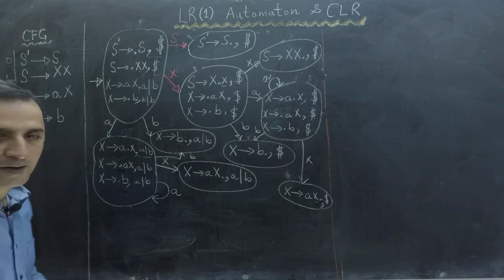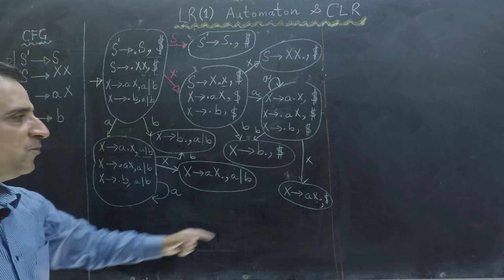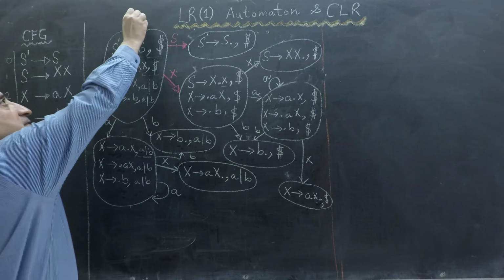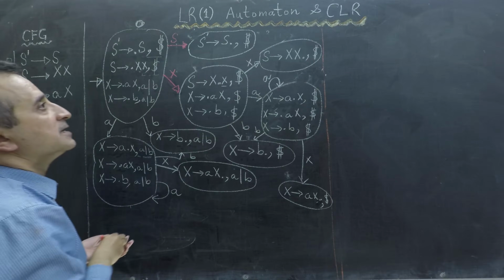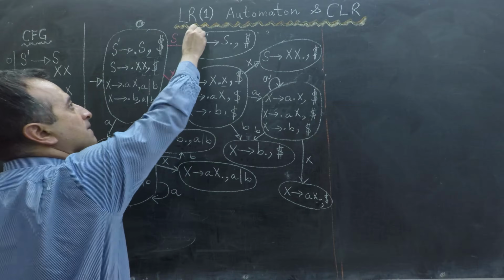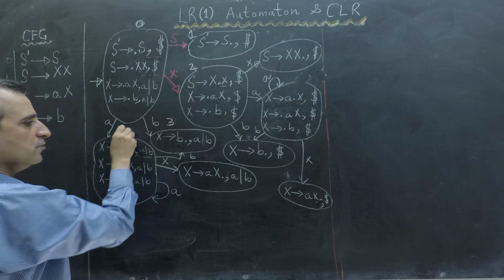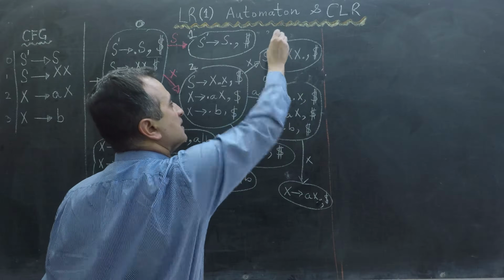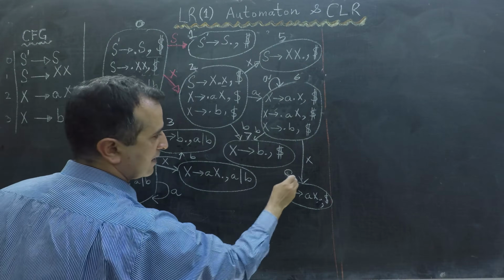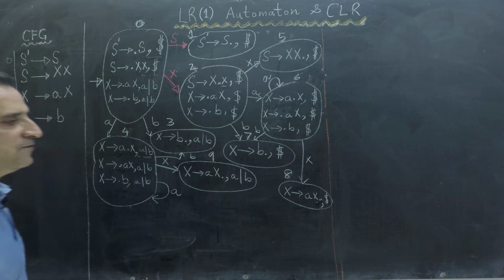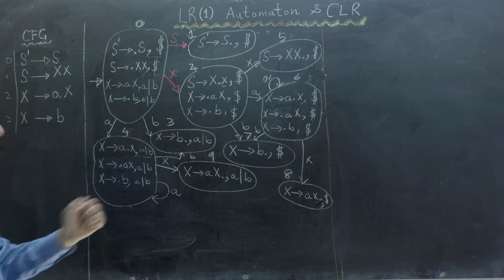And now I am done with my LR1 automaton, but I should also number all of my states. Let's number this state as 0, this state as 1, this state as 2, 3, 4, this is 5, 6, let's say 7, 8, 9. So I have 10 states starting from 0 and the last state is state 9. So I have 10 different states.